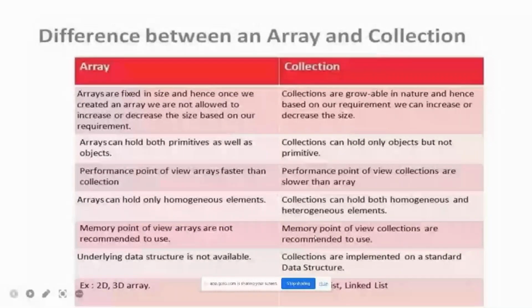But when it comes to collections, they are heterogeneous. It means I'll just declare a collection. If you want string, you can add. If you want integer, you can add. If you want object type also, you can add it, right? There are some generic concepts we have, but we'll discuss that later. In general, it will not put any restriction. You declare a collection and it will allow you to add anything. From a memory point of view, arrays are not recommended, but collections are recommended. So you get these things more clear.